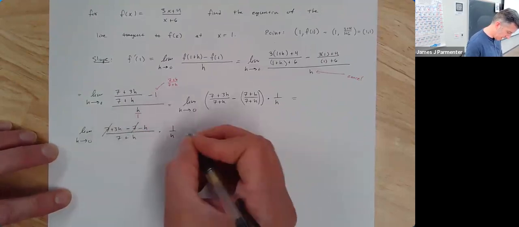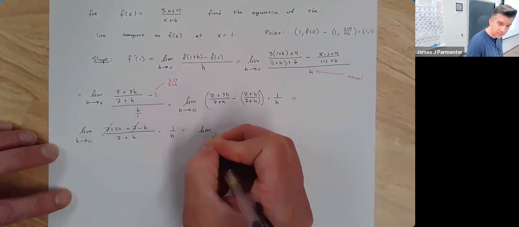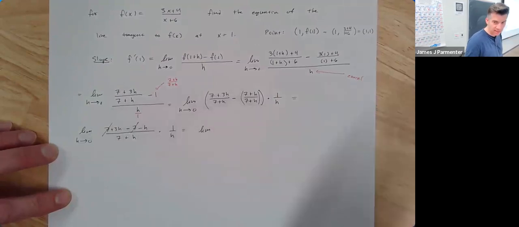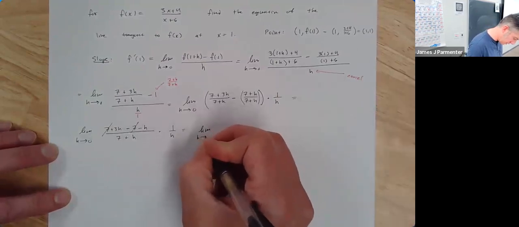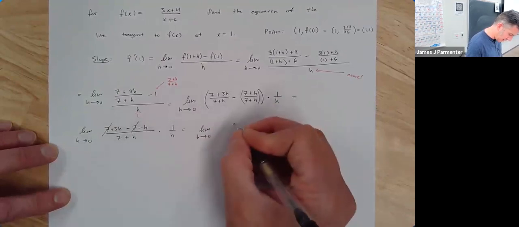3h minus h is 2h. Now we have the limit as h goes to 0 of 3h minus h, which is 2h.